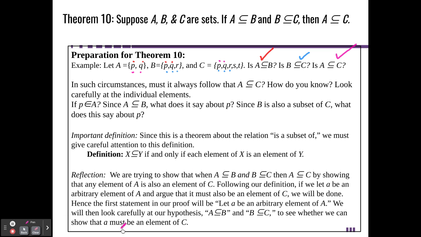So our reflection here is that we are trying to show that A is a subset of B, B is a subset of C, therefore A is a subset of C, by showing that an element of A is also an element of C. Follow our definitions. If we let x be an arbitrary element of A and argue that it must be an element of C, we will be done. Hence the first statement in our proof: let x be an element of set A. We will then look carefully at our hypothesis, A is a subset of B, B is a subset of C, to see whether we can show that x is in C.